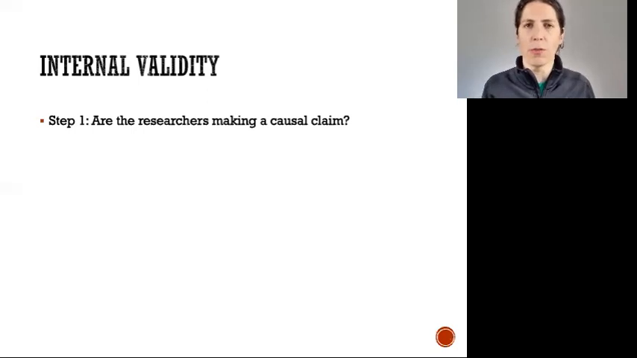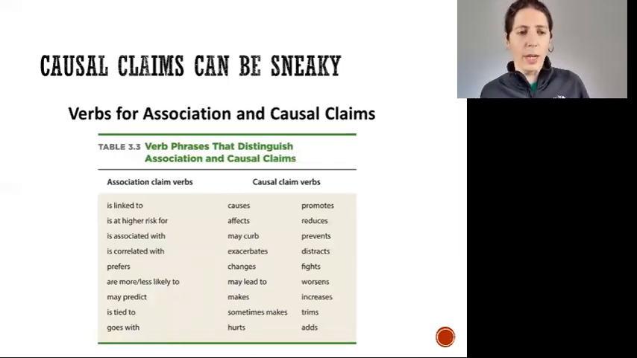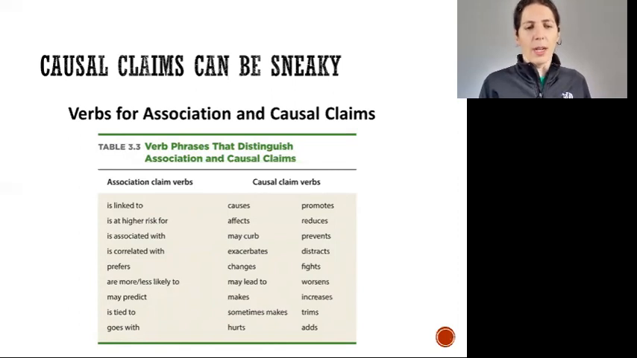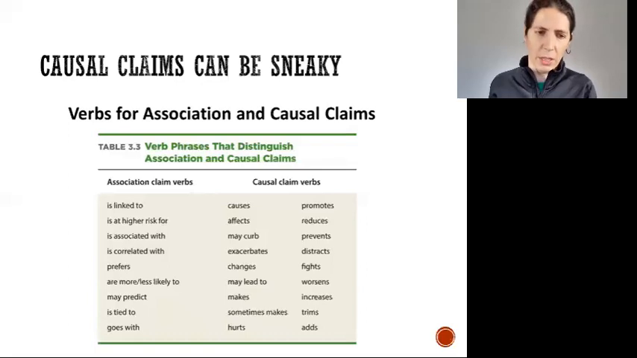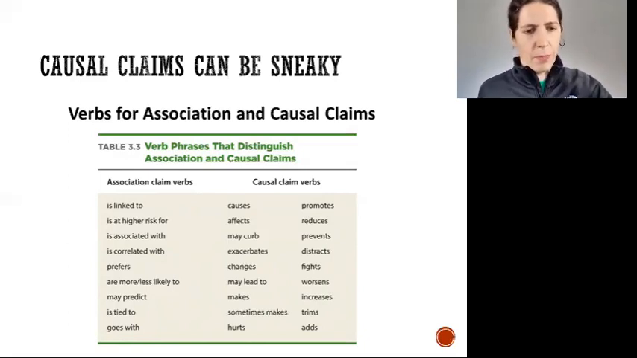Sometimes there's jargon, and so a phrase just takes on a certain meaning in research that it doesn't have in everyday life. So here's a figure from Beth Morling's textbook with some examples of phrases that often are used to make association claims. So for example, X is linked to Y, X may predict Y, and then phrases that are often used to make causal claims. So not just X causes Y, but X exacerbates Y, or X hurts Y or promotes Y. Those are all causal verbs.